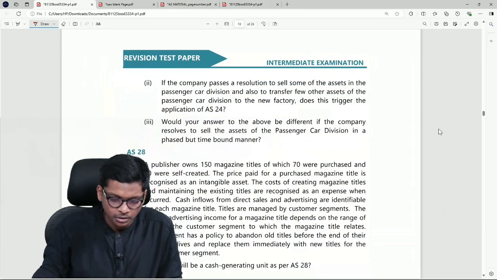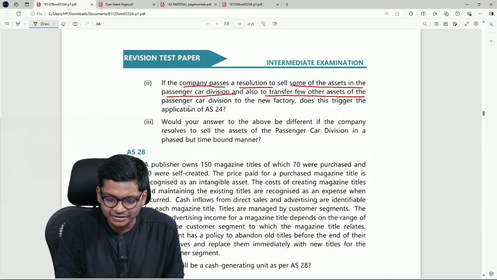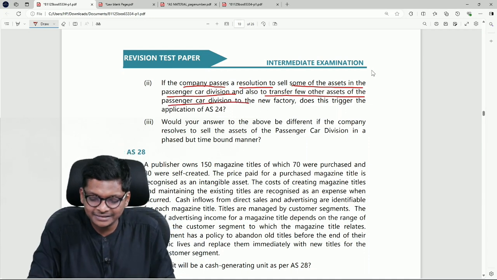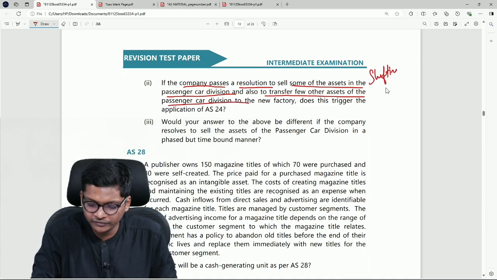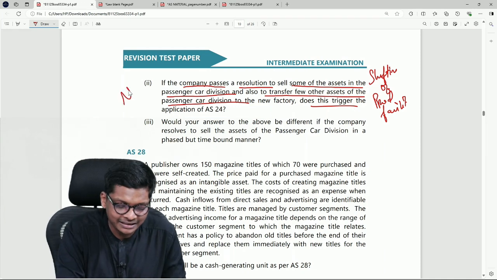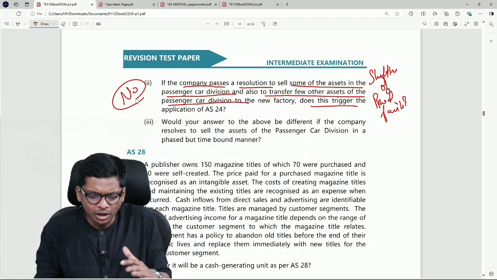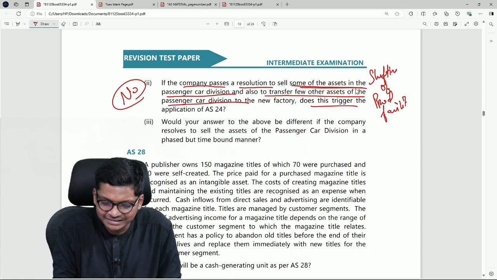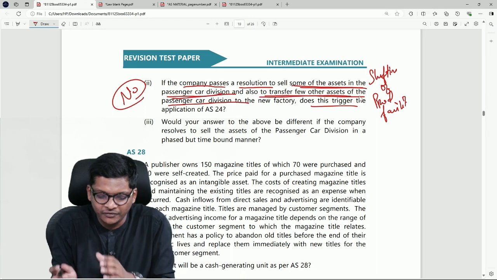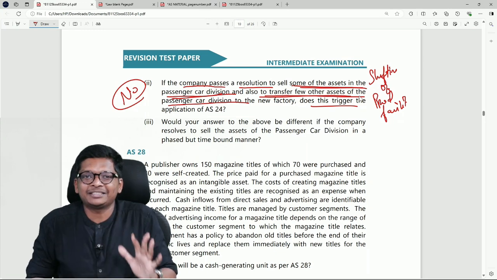Second, if the company passes a resolution to sell some of the assets in the car division and also transfer a few assets to the passenger car division, basically this is shifting of production facilities. Is this triggering AS 24? Answer is no. Why? You are just selling some assets and shifting. You are not discontinuing anything. You are just selling some assets in passenger car and transferring a few assets to the new factory. There is no discontinuance of passenger car here.